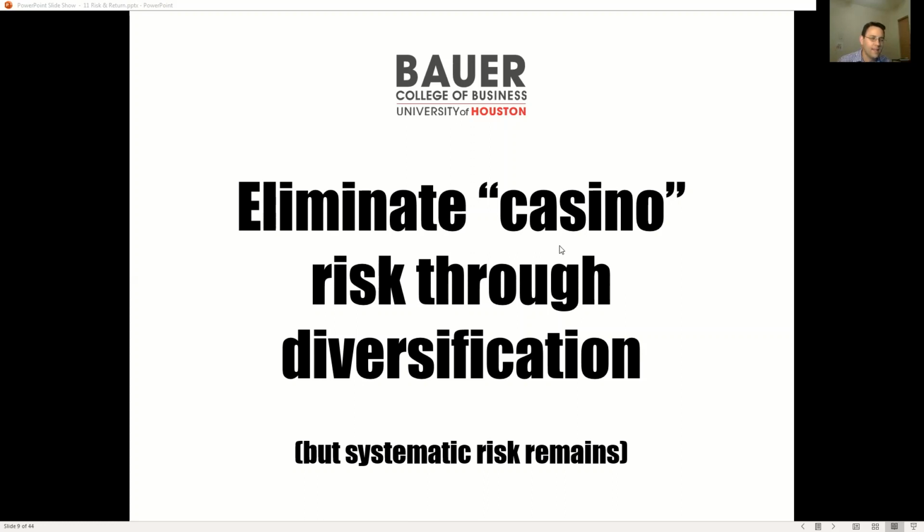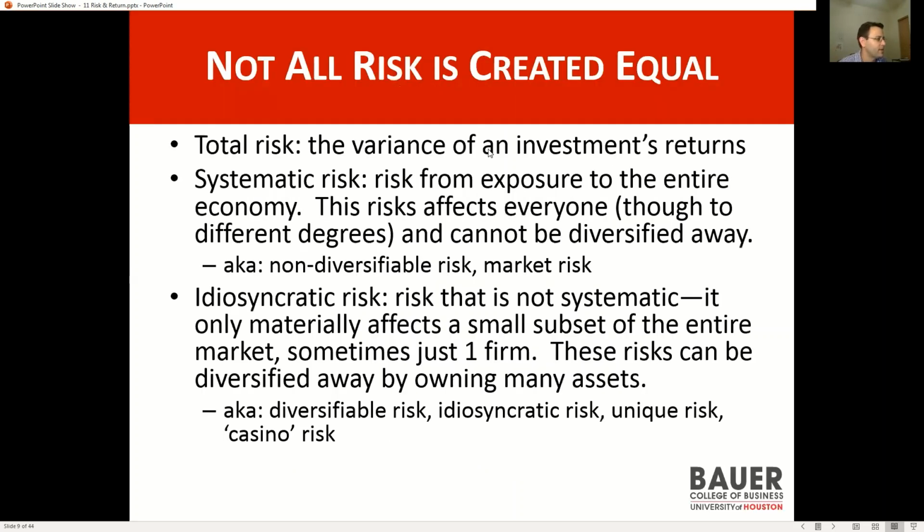So we can eliminate a lot of that casino-like risk in the stock market through diversification. We're not going to be able to eliminate the systematic risk. The systematic risk is what earns a return, so we can't eliminate that. But we can get rid of a lot of risk. Okay, so thinking about this more carefully, when you buy a stock, there's lots of different risk that you're taking.